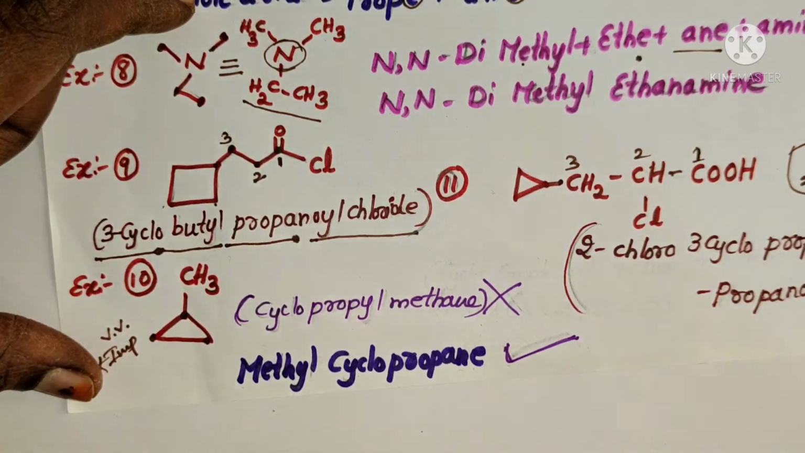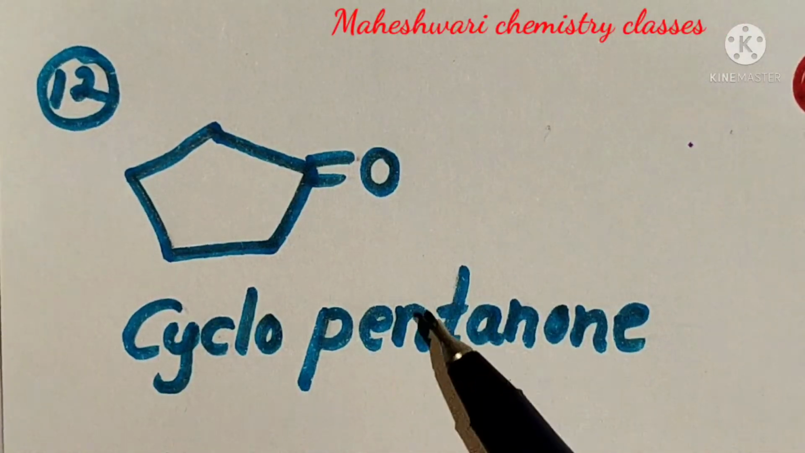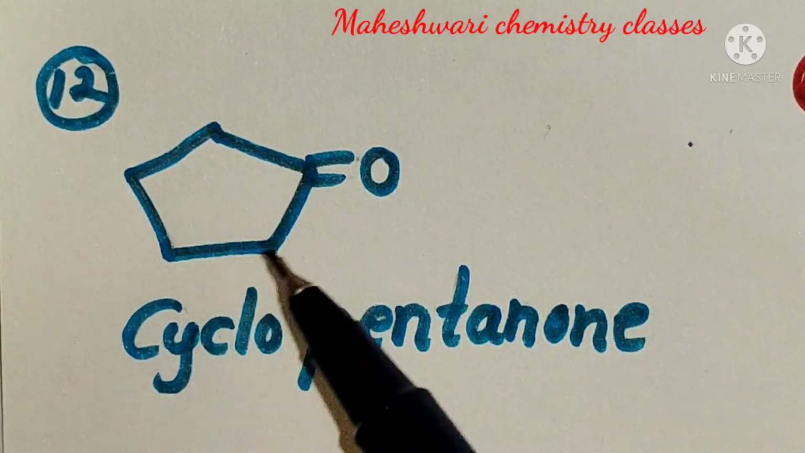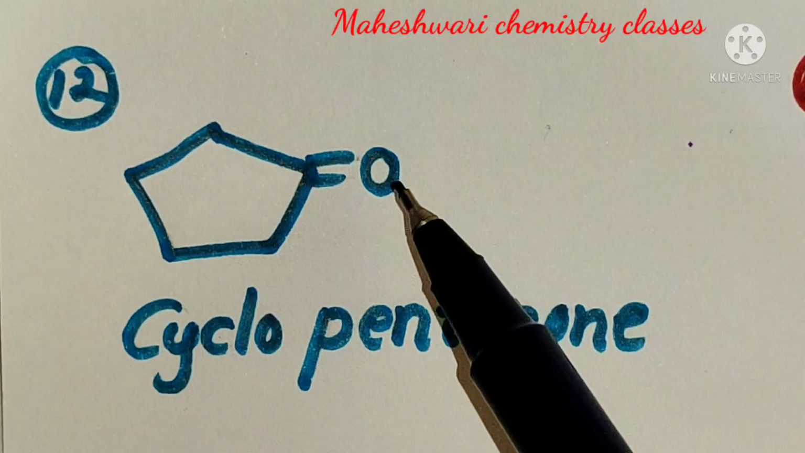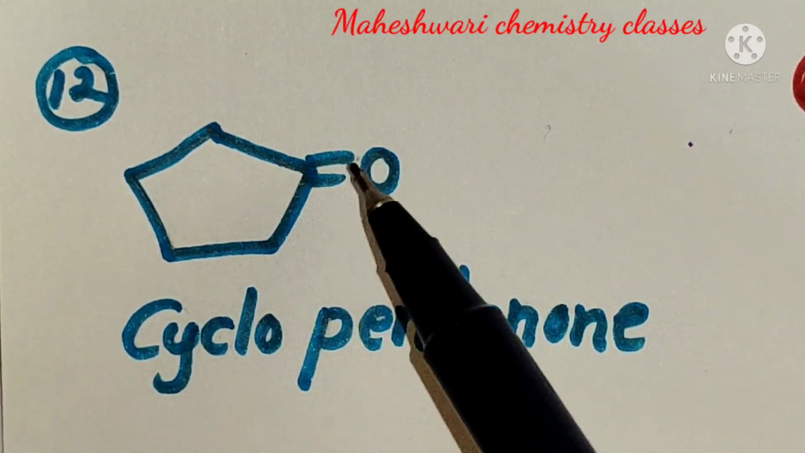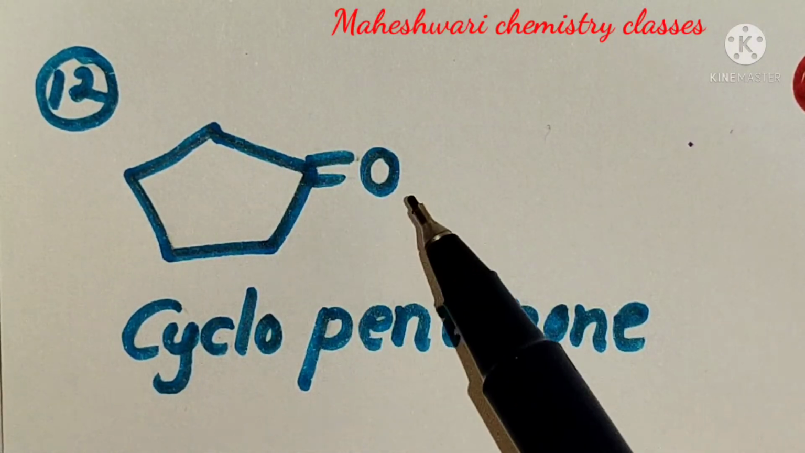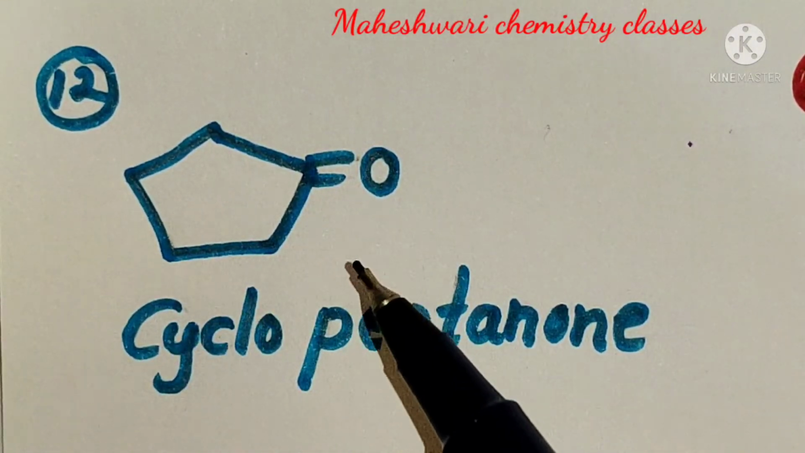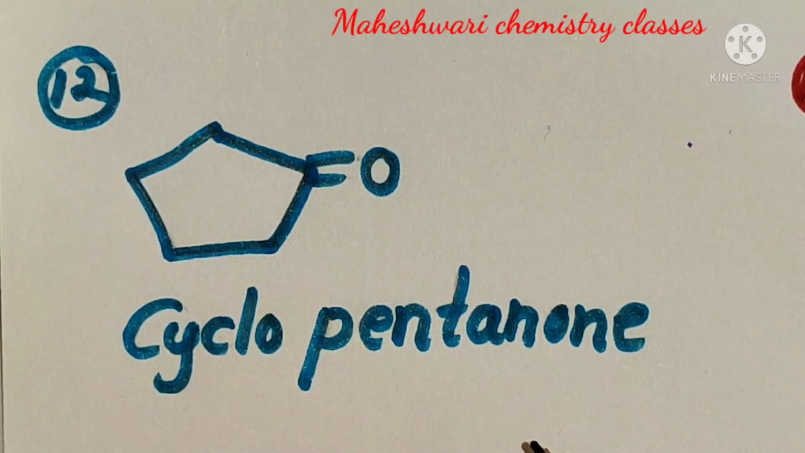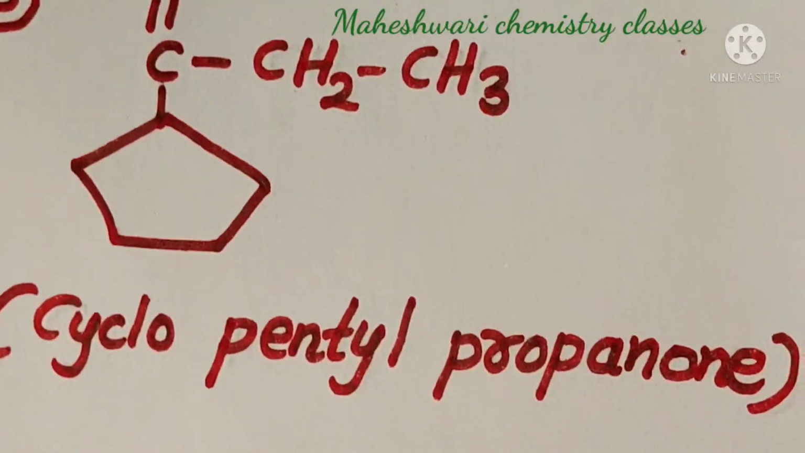Okay, next example: this has 1 2 3 4 5 carbons in a cyclic ring attached to oxygen. Between carbon and oxygen there is a double bond, nothing but a ketone. It is cyclic, with a total of 5 carbons, nothing but cyclopentanone.